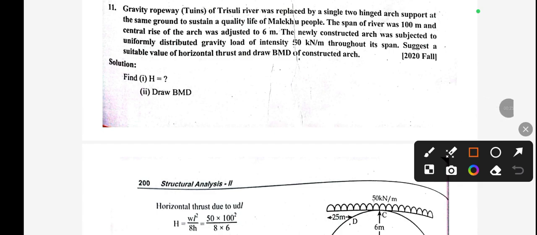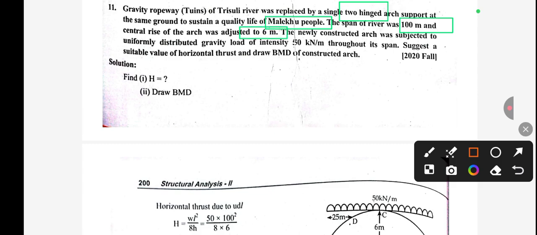So first, the given data. In the question you can see here, a gravity ropeway bridge of Trishul river was replaced by a single 2 inch arch. The same ground is to sustain quality life of the Malayu people. The span of the river was 100 meter, the span is given 100 meter, and the center rise is 6 meter.